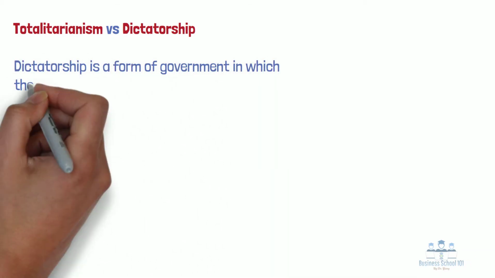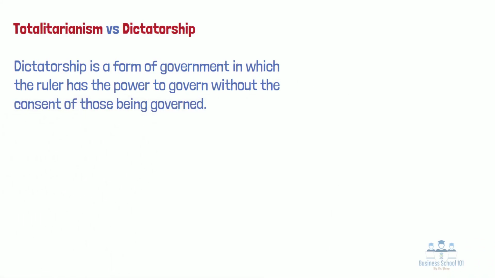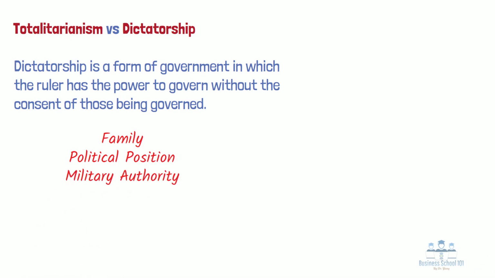Please keep in mind that while totalitarianism and dictatorship are often associated, they are actually 2 distinct institutions. Dictatorship is a form of government in which the ruler has the power to govern without consent of those being governed. A dictator's power can originate from their family, political position, or military authority. Many dictatorships are also totalitarian.